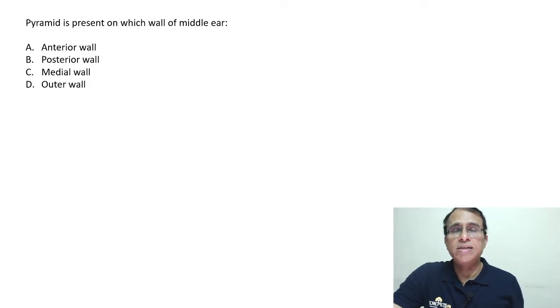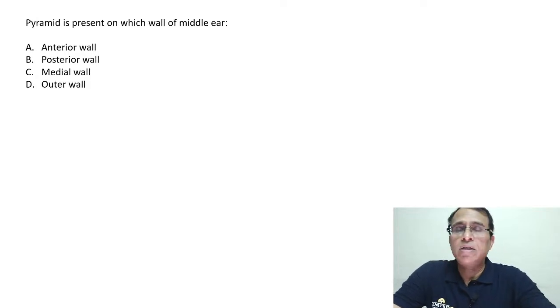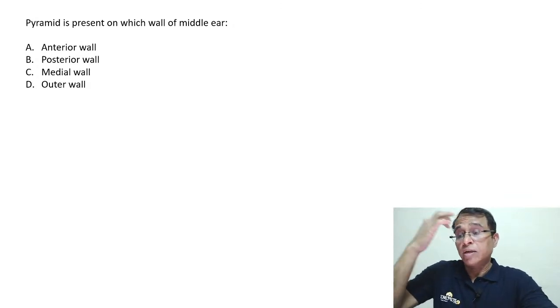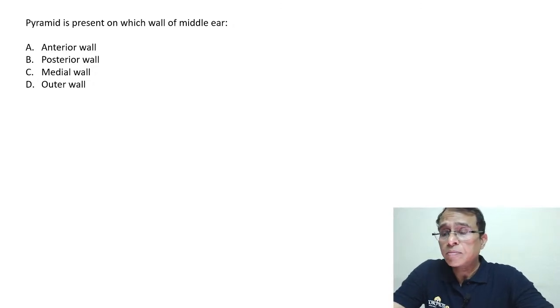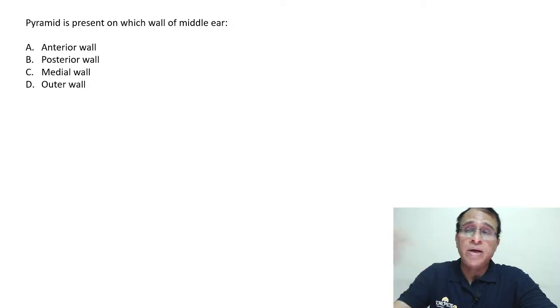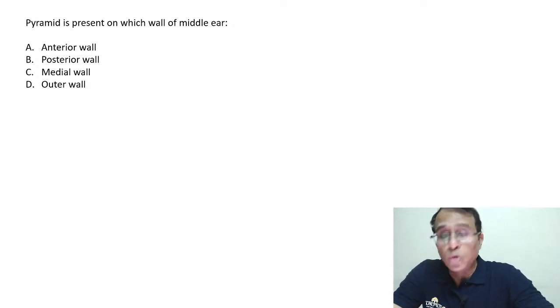We all know the middle ear has 6 boundaries, and the middle ear is divided into 3 compartments, and there are 3 ossicles which are the main content. Other than that, there are a few things in the middle ear anatomy that you have to know, like the eustachian tube. You have to know about the facial recess, sinus tympani, stapedius muscle, the roof of the ear called tensor tympani, these things.